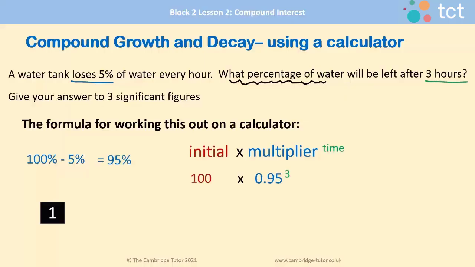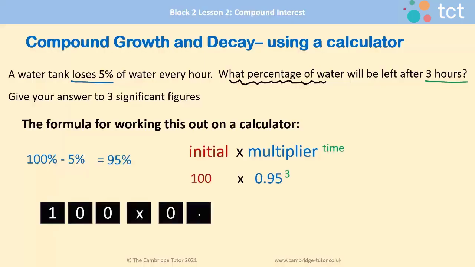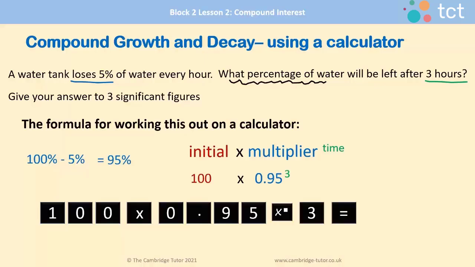Put that in your calculator. 100 times by 0.95 to the power of 3 equals 85.7375. The question asks you to give the answer to 3 significant figures.